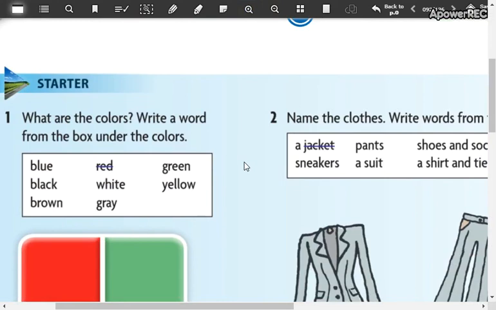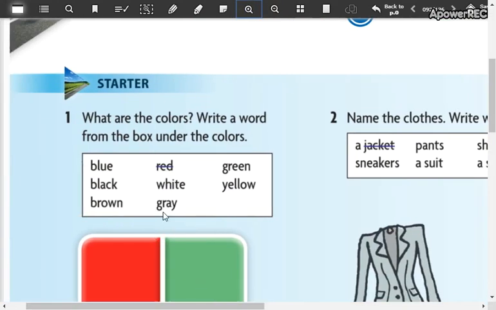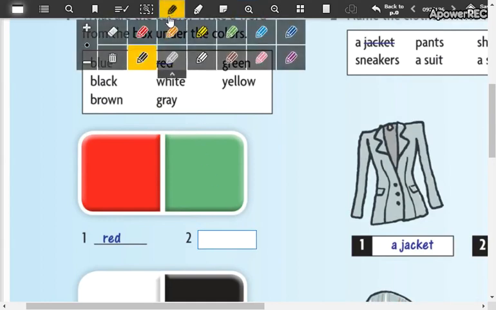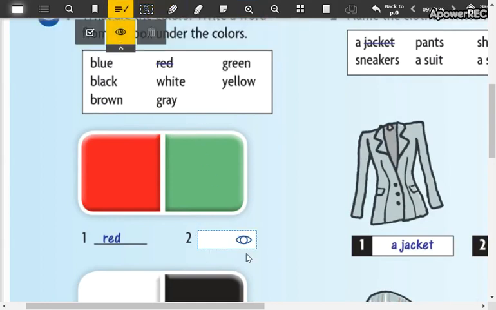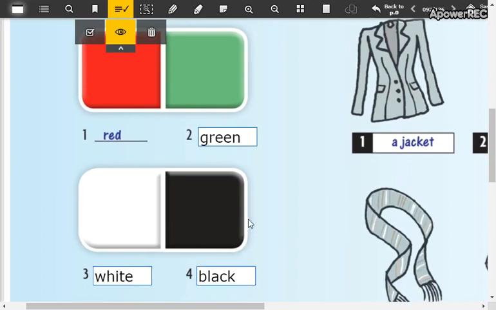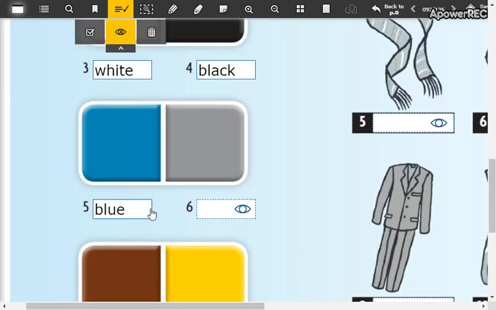Well, here, the starter. Here we have colors, so you're going to write a word from the box under the colors. For example, this is red. Number two, what color is it? Write the color. This is good. This is green. This is white. Remember the pronunciation. Red, green, white. This is black. This is blue.